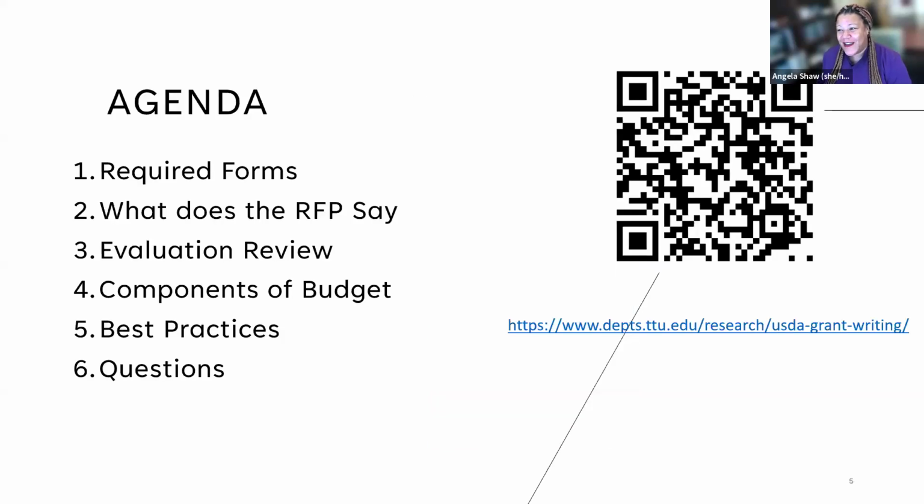Our agenda today, we are going to talk about the required forms related to budget and budget justification. What does the RFP say about budget and budget justification? The evaluation criteria, components of the budget, best practices, and we will have time for questions. As always, we're going to turn off our camera to help with bandwidth.